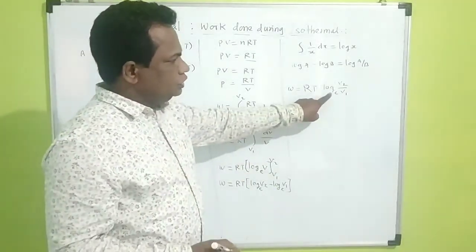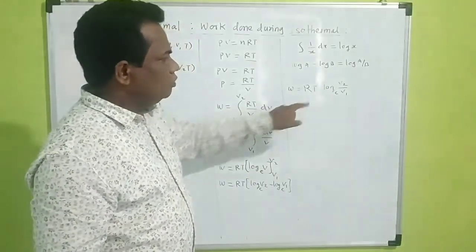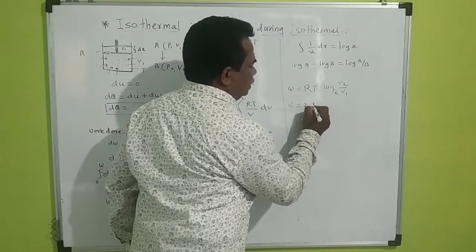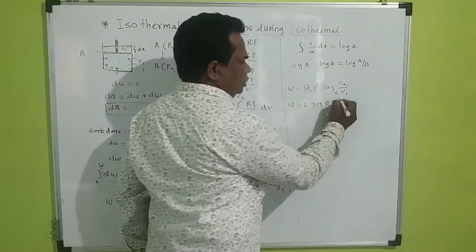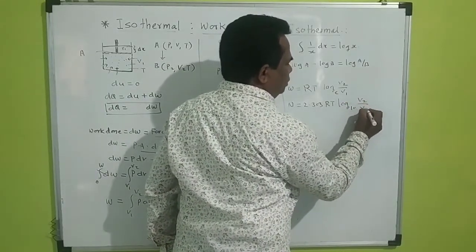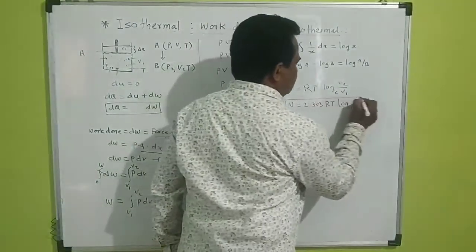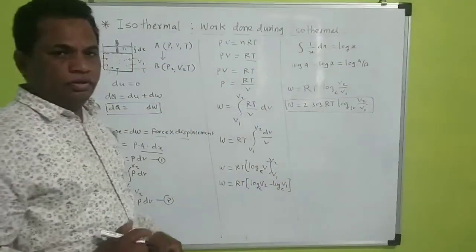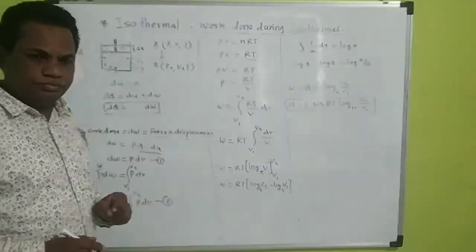To convert the log to the base e into log to the base 10, you are going to multiply by 2.303. So W is equal to 2.303 RT log of V2 divided by V1 to the base 10. This is the expression for the work done during the isothermal change.